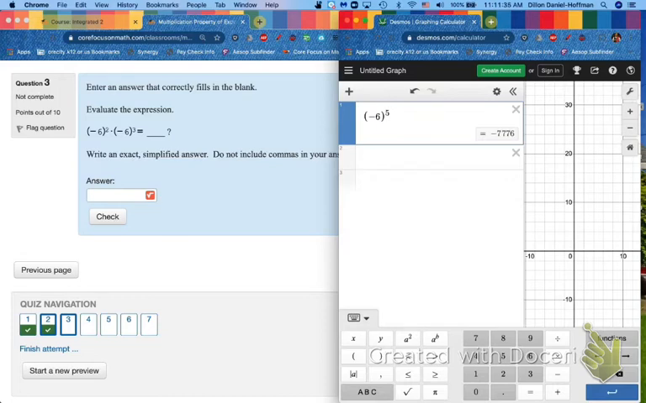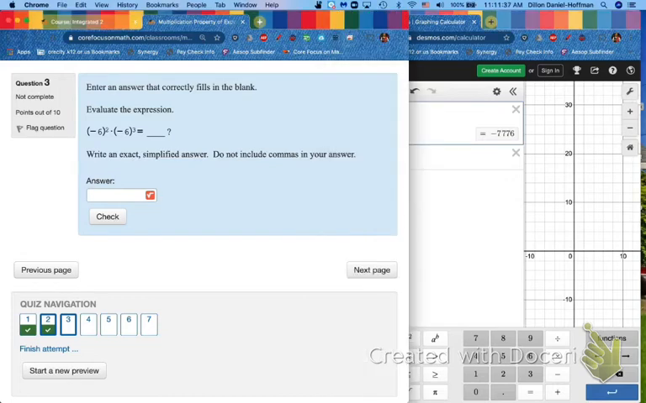Negative 7776 reminds me of 1776, the important American date. Celebrated that bicentennial years ago.